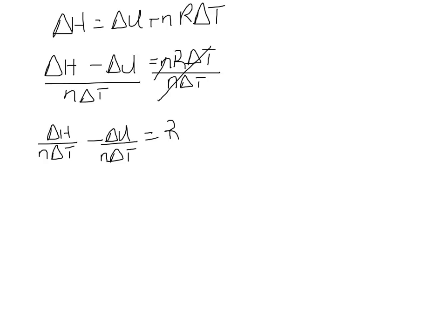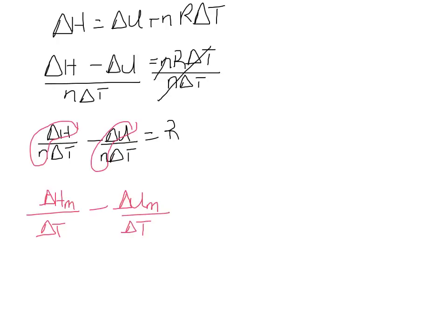So knowing what we know about the value of delta H divided by n and delta U divided by n, these are molar quantities. The delta H divided by n is the same thing as the molar enthalpy divided by delta T. And the delta U divided by n is the same thing as the molar internal energy, or internal energy per mole, divided by delta T. And this equals R.